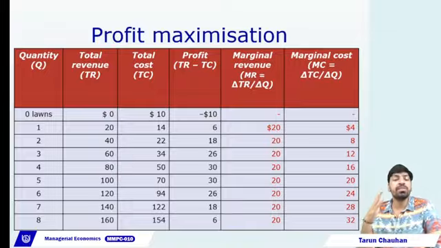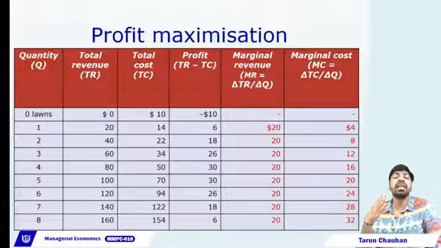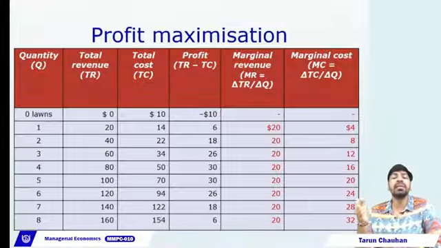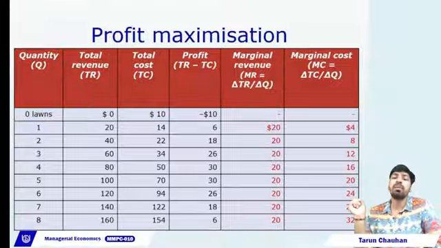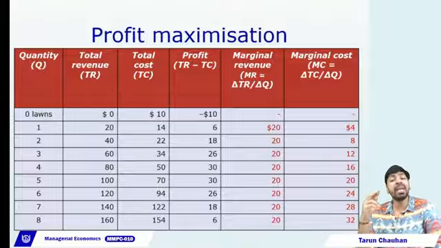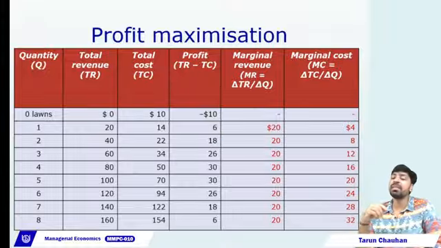So if you look at the shape of the profit, which I have already told, it just begins from the negative, then increases at an increasing rate and reaches the maximum point, then again starts falling at a decreasing rate. But when we talk about marginal revenue, under the profit maximization condition, marginal revenue will remain constant. That means it remains in a horizontal shape, that there is no change in the marginal revenue curve.